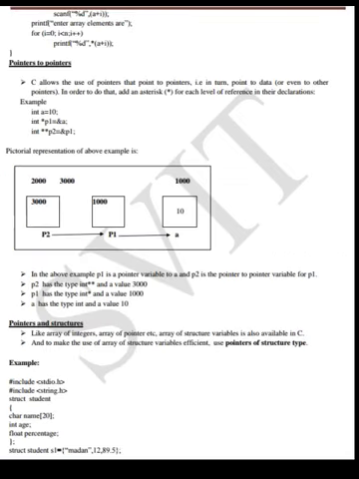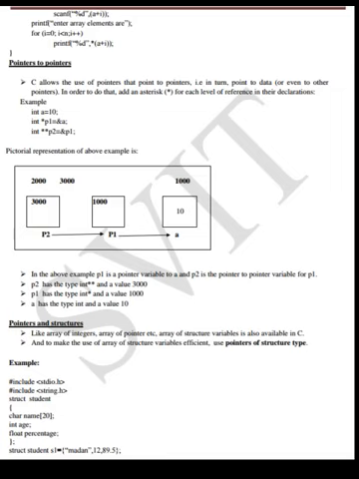Now let us see pointers to pointers. C allows the use of pointers that point to other pointers, which in turn point to data or even to other pointers. In order to do that, add an asterisk for each level of reference in their declarations. See the example. Pictorial representation of the above example is as shown in the figure. In the above example, P1 is a pointer variable to A and P2 is the pointer to pointer variable for P1.